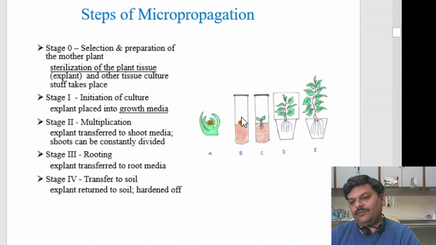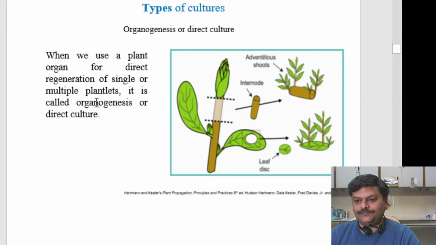After some time, we provide growth conditions which we have already standardized, the light and dark conditions and temperature. The shoot apical meristem starts proliferating into many plantlet-like structures, and those plantlets are then put into rooting media. Rooting happens, and afterwards these individual rooted plantlets are transferred to soil, initially in pots, and later on they are transferred into fields. So these are the major steps in micropropagation.